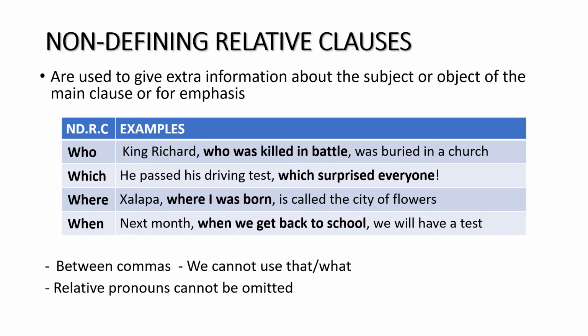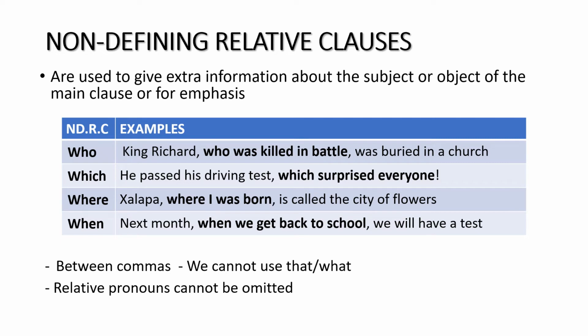Here we have non-defining relative clauses. These ones are used to give extra information about the subject or object of the main clause or for emphasis. If we want to emphasize something, we use non-defining relative clauses. That is the difference between non-defining and defining relative clauses. In this case, we use it to give extra information about the main clause or to emphasize.